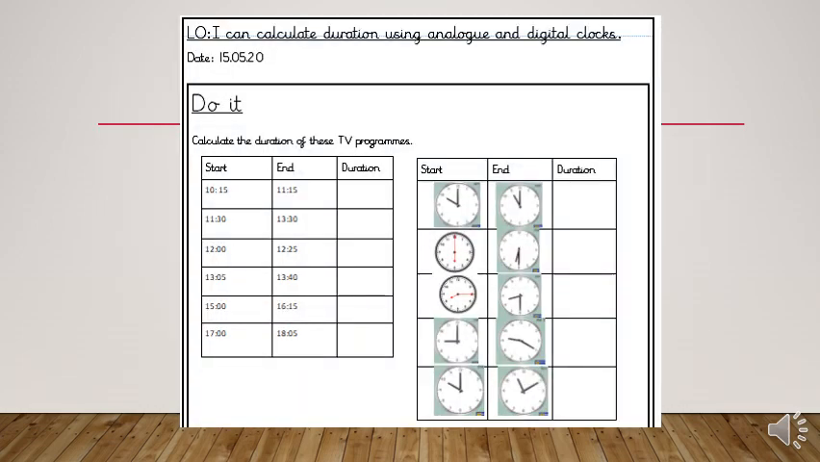Let's have a little look at the worksheet for today. On the left hand side of the page, it's asking you to calculate the duration of something from a 24-hour clock, just like we did in the last example. On the right hand side of the page, it's asking you to look at some clocks, decipher the time and figure out the duration from the two clocks. If it helps you, you can write the time next to the clock in the 24-hour format, or you could just figure it out by looking at the hour hand and the minute hand.